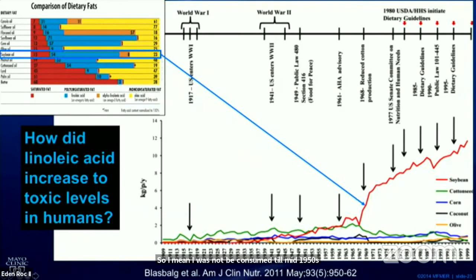And if you look at the composition of soybean oil, the blue line is the biggest thing in soybean oil, and this is linoleic acid. And if we look at the consumption of soybean oil per capita, it is about 12 kilos per person per year that we consume.